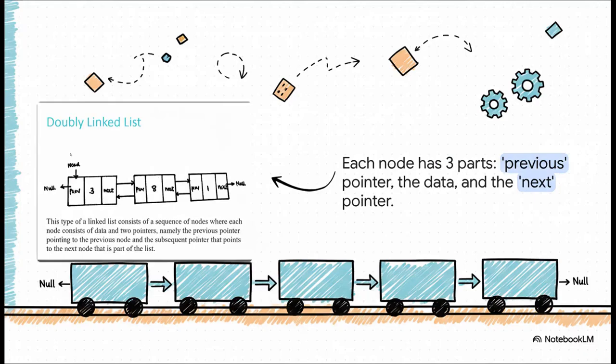And this picture here lays it all out perfectly. See these boxes? Each one is a node, and it's got three distinct parts. Right in the middle, you have your data. In this case, just some numbers. To the right, you have the next pointer. That's the link pointing forward to the next carriage. And on the left, you've got the previous pointer, which points backward. That little previous link is what gives the doubly linked list all of its power.